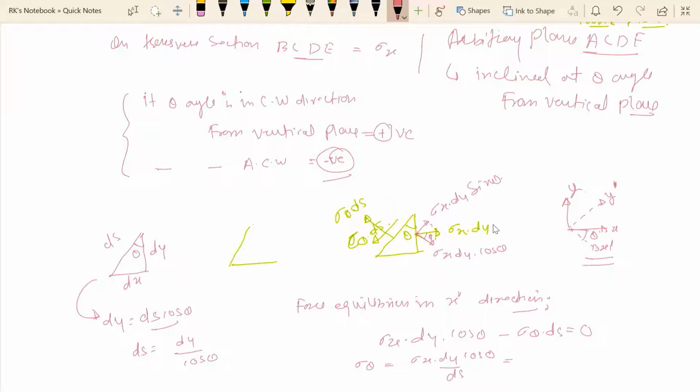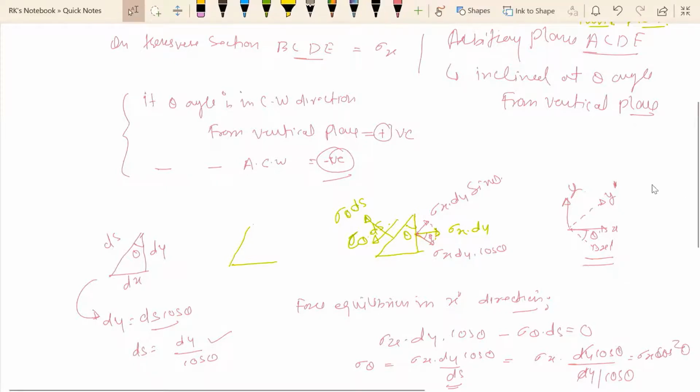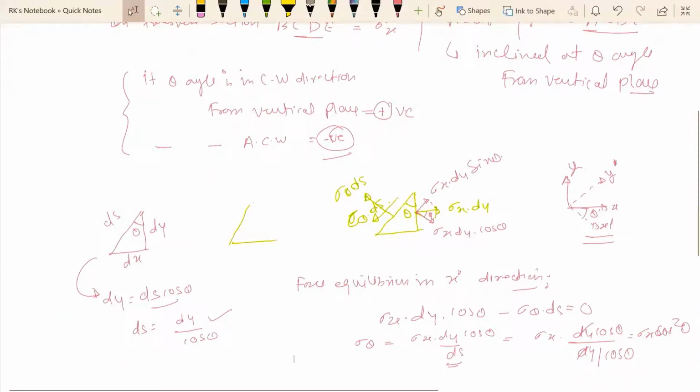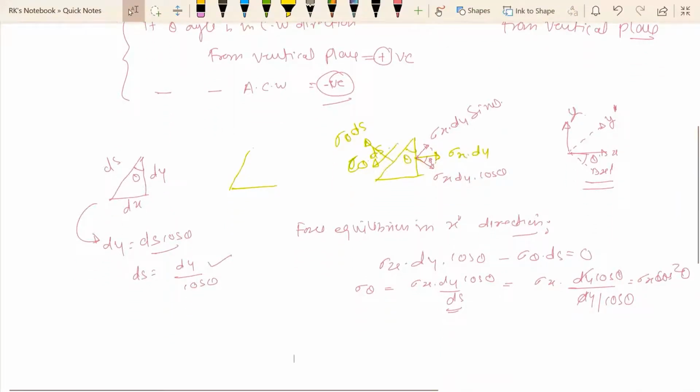So in this equation we can write, in place of ds, dy over cos theta. So sigma x dy cos theta over dy over cos theta, and dy gets cancelled out, and this becomes sigma x cos square theta. And similarly, we apply the force equilibrium in the y prime direction.